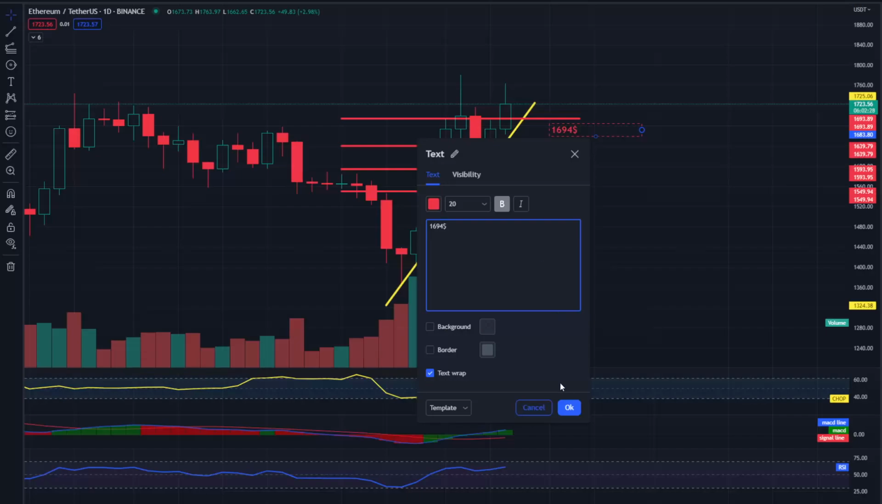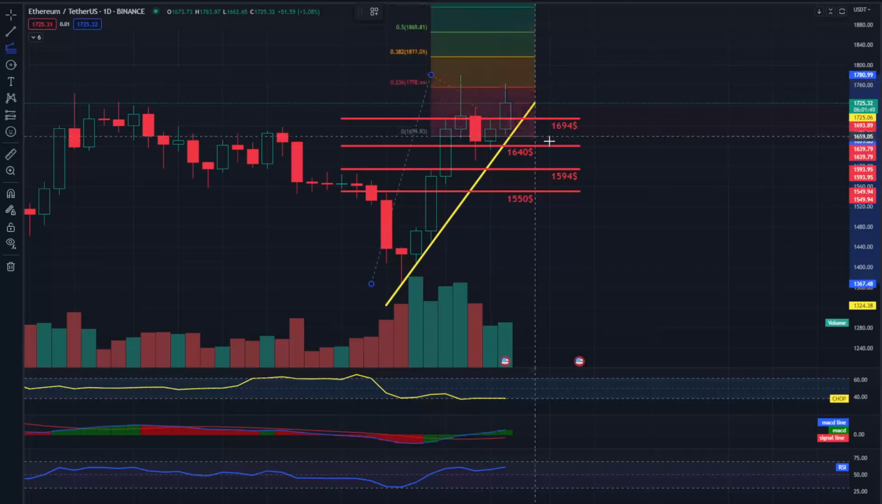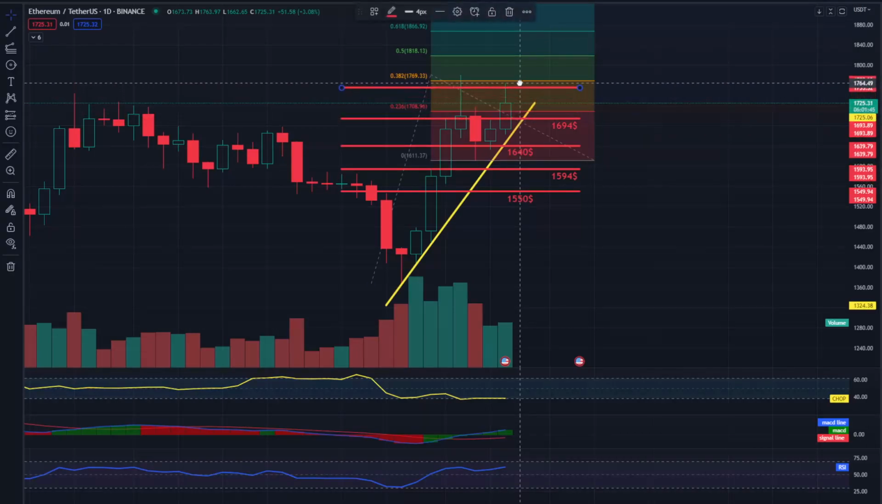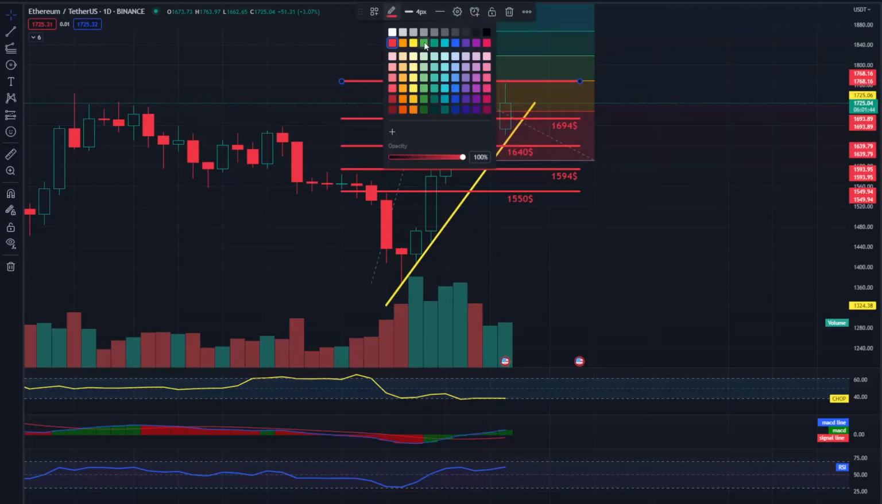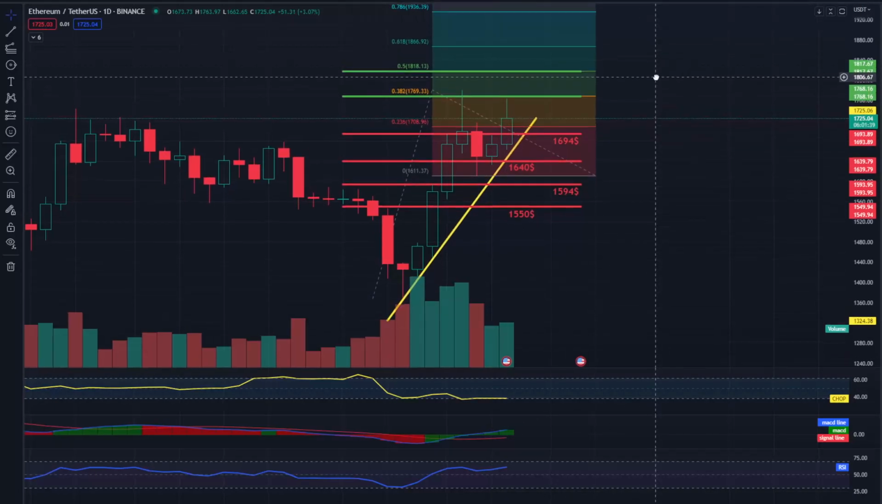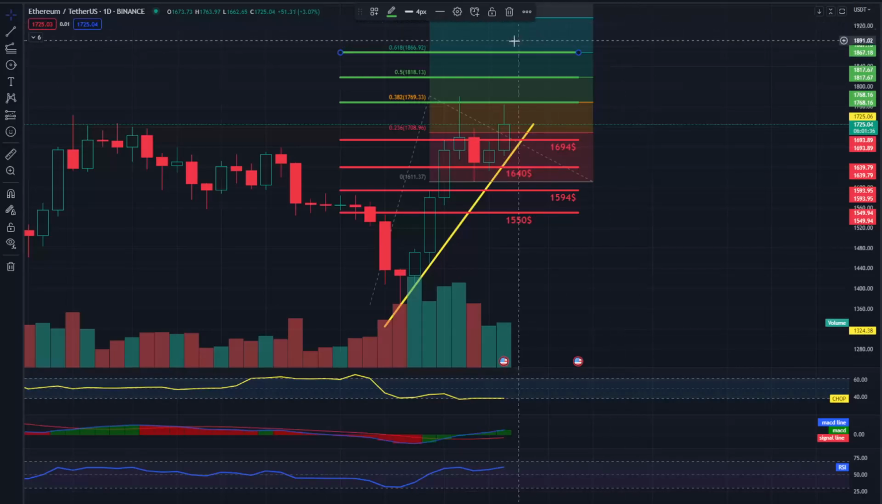Looking the other way, we can also mark the places where the price should encounter resistance on the way to increases. And here the first strong resistance from which the price has already bounced twice is at $1,768. The next resistance is at $1,817, and then the third resistance at $1,867.